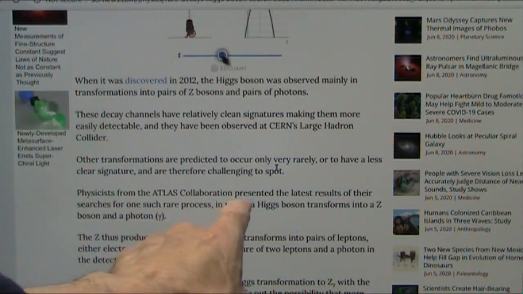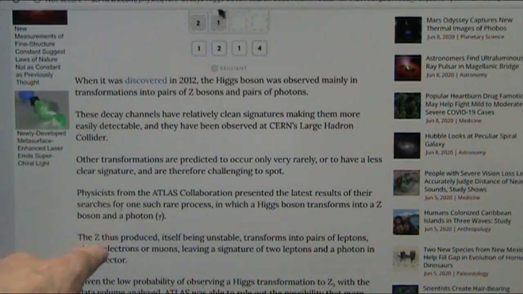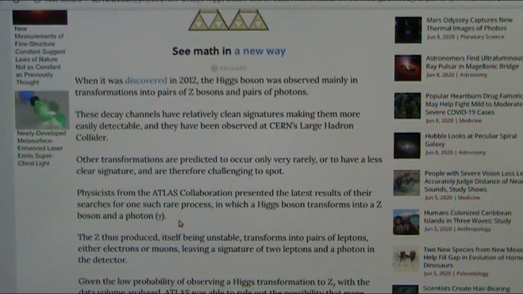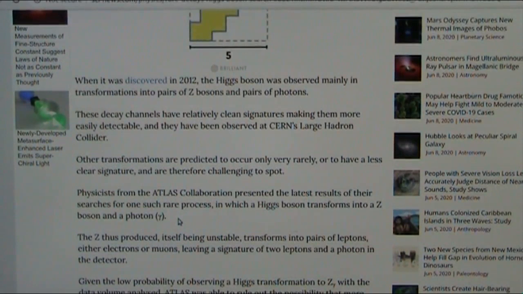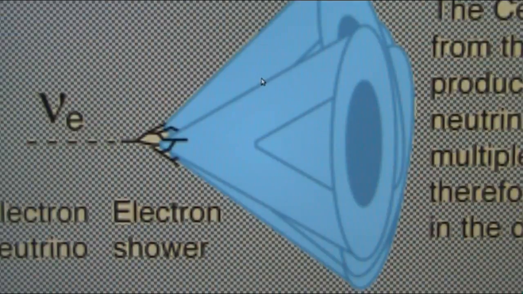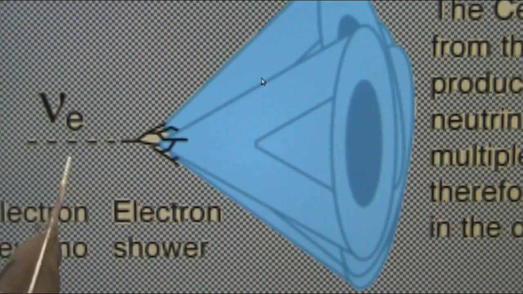Physicists at the collaboration presented the latest results of their search for one such rare process in which a Higgs boson transforms into a Z boson and a photon. I've shown this, and I will now, and then I'm going to leave it at that. I want somebody in reality to pay attention. All right, here's an electron neutrino. This is some big deal to them.